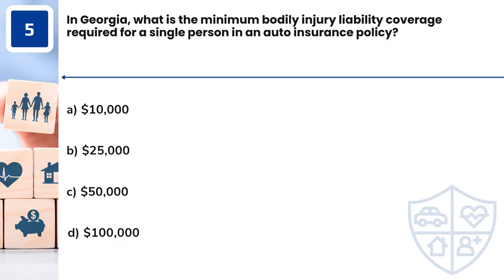Question 5. In Georgia, what is the minimum bodily injury liability coverage required for a single person in an auto insurance policy? A. $10,000. B. $25,000. C. $50,000. D. $100,000.